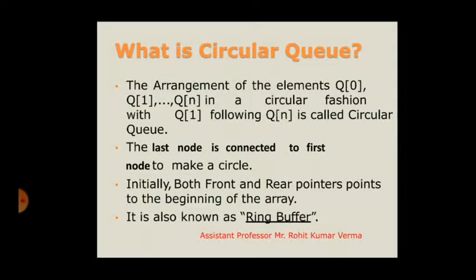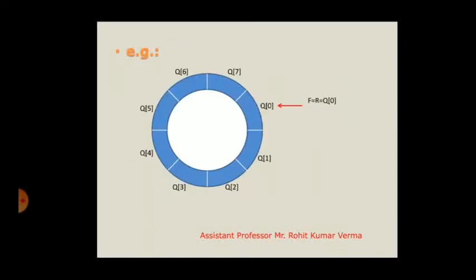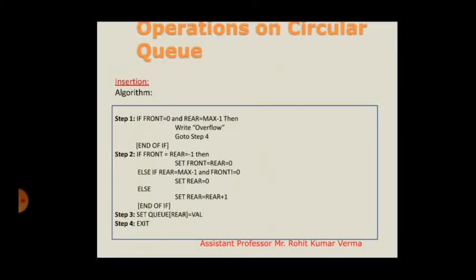Okay, so here you can see the definition of a circular queue: a queue where the last node is connected to the first node to make a circle. Now here is our image regarding the circular queue. Dear students, this is our insertion operation for a circular queue. Now what happened in a circular queue?